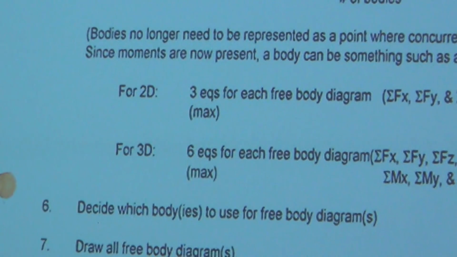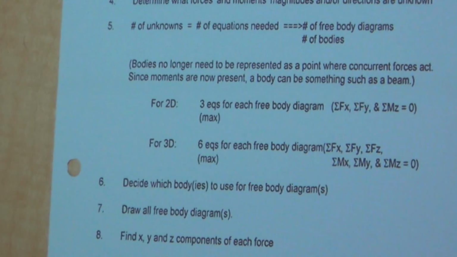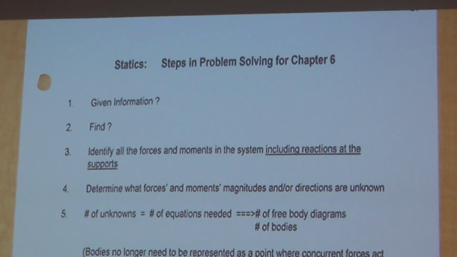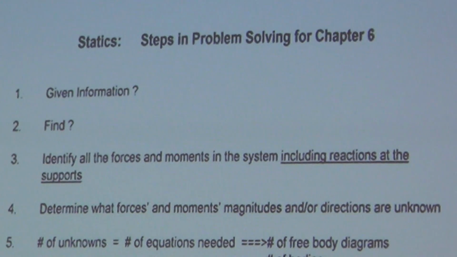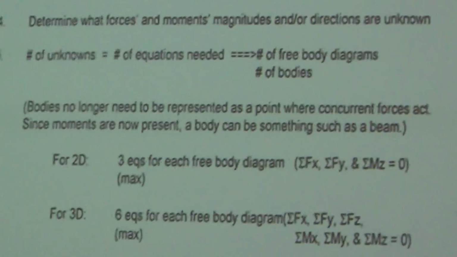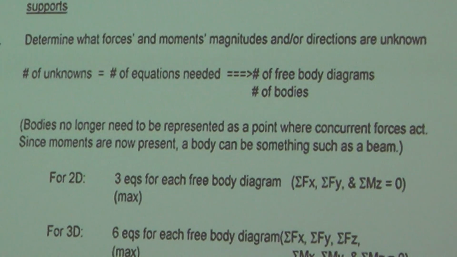Right? That's why you don't have to write it down. Given, find, identify all the forces and moments in the system, including the reactions at supports. We have to remember to put those in now. Determine what forces and moments, magnitudes, and directions are unknown. The number of unknowns tells us the number of equations, which tells us the number of free body diagrams.